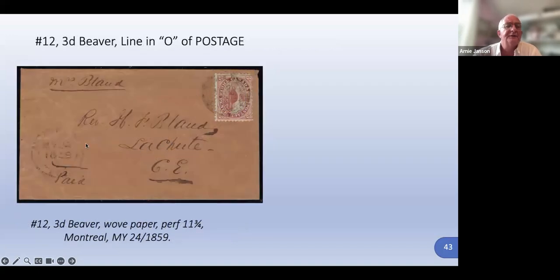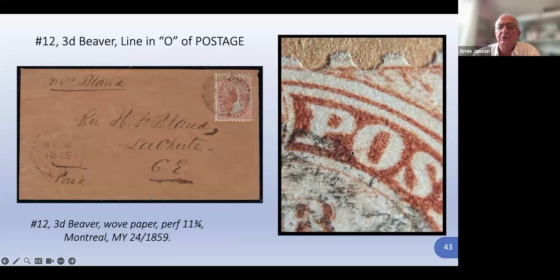Number 12, this is the 3-penny beaver, now perforated version. When we turn it sideways on cover from 1859, we see some unusual mark right here in the O. I'm not sure if that's associated with it at all. I haven't been able to do any more research on it. It's a fairly new one in the collection, but I'm looking forward to getting information on it.